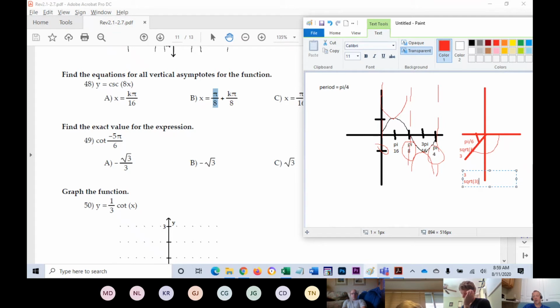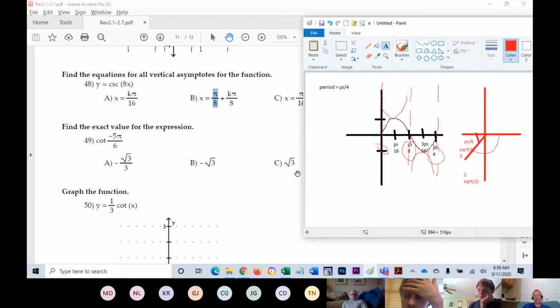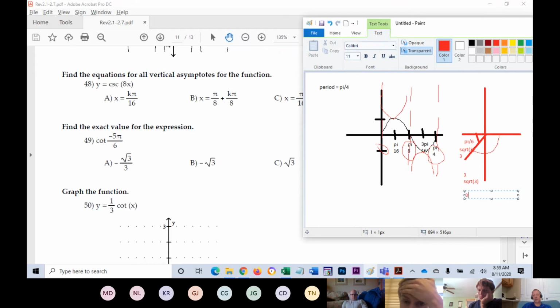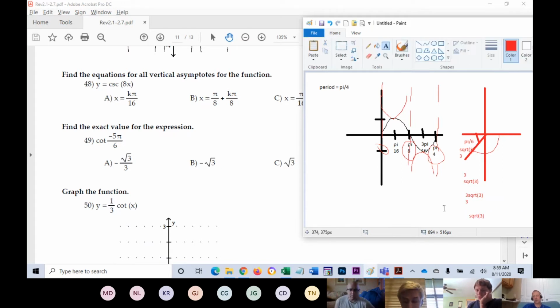Say that again. You want to simplify the denominator, so you would multiply by the square root of 3 over the square root of 3 to get rid of the radical. Yeah, if you want to rationalize. So that would be 3 square roots of 3 over 3, and so the 3's cancel and I just have the square root of 3. Is that for tangent or for cotangent? Cotangent.